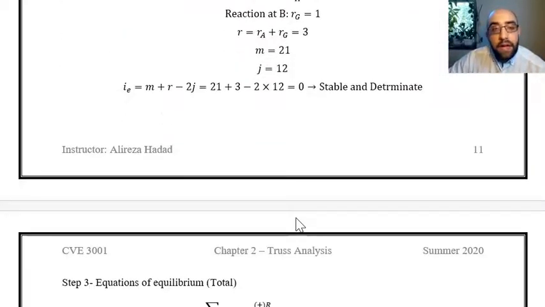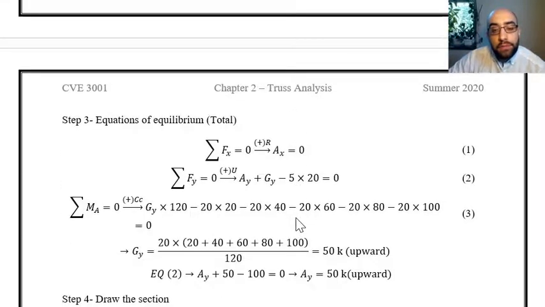After this, we have to look at the equations of equilibrium for the total structure to find the reactions. So far, we had similar steps to those in the method of joints, and this does not make any difference in the method of sections. The difference is from the fourth step, where we have to look at the members inside the truss.